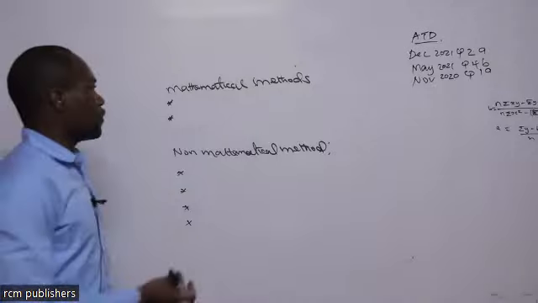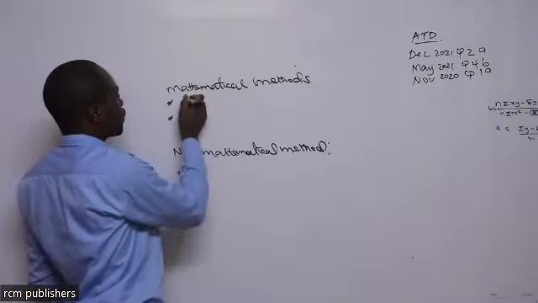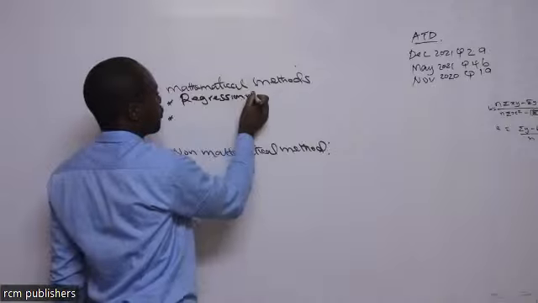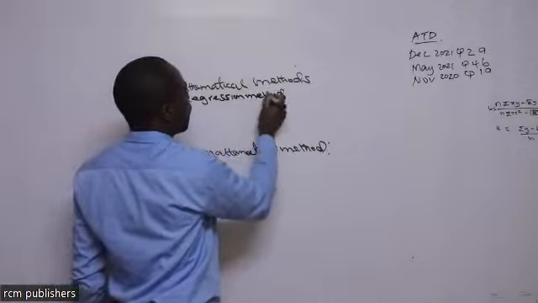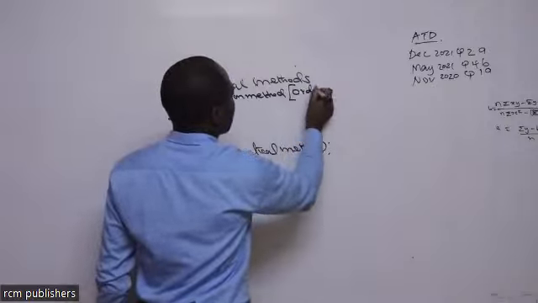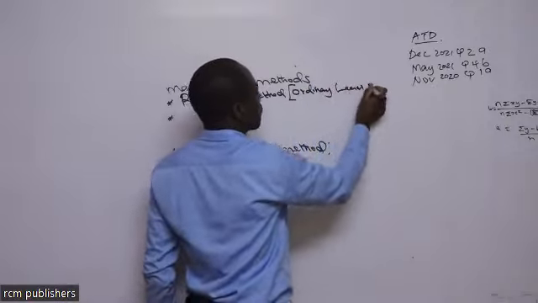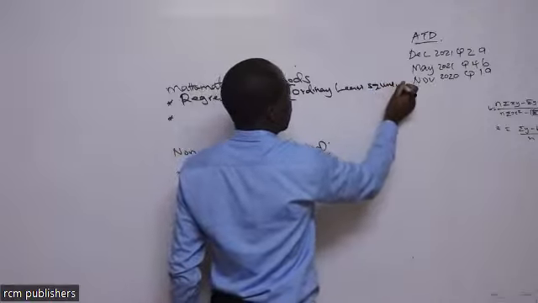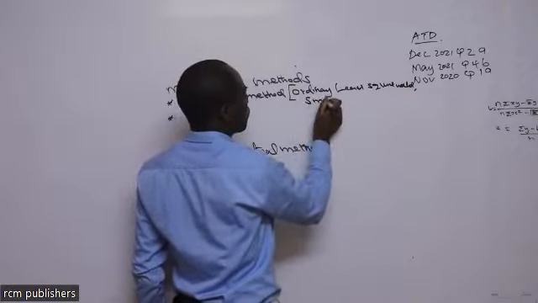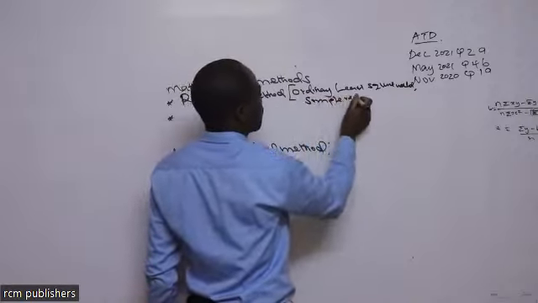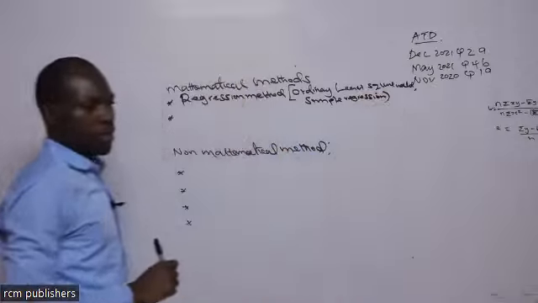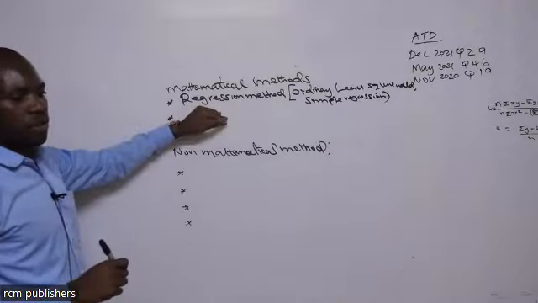So I'm being told that one of the mathematical methods is called regression method, which some people call ordinary least square method, and others also call it simple regression. That is the first mathematical method.